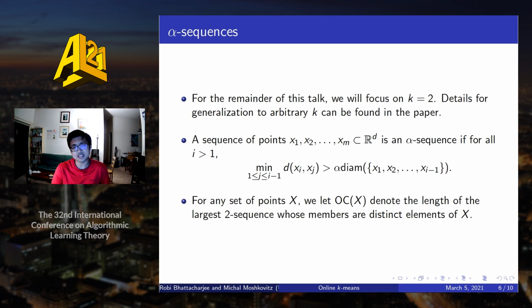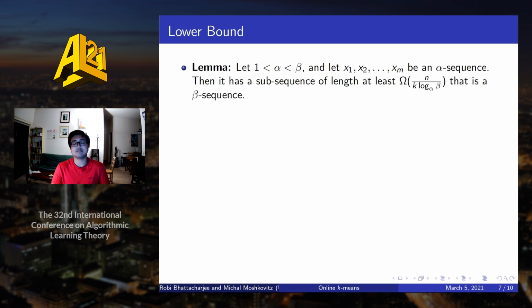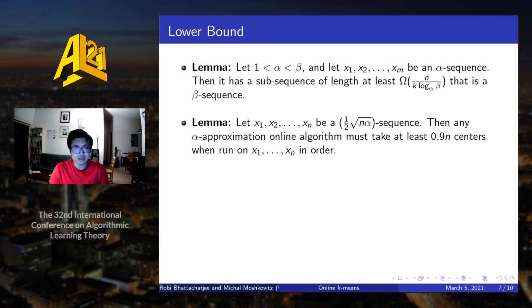The reason for this is that we'll later see that an alpha sequence can easily be converted into a beta sequence, where alpha and beta are different constants. So in fact, that's the next lemma we're going to look at, meaning that if we have an alpha sequence, we can make a subsequence that is a beta sequence with a minimal conversion factor. We only have to pay a constant factor of log alpha beta. The next lemma is that if we have an alpha sequence of at least square root of alpha, then any alpha approximation algorithm must take 0.99 centers. And this is essentially just a restatement of the earlier bound found by Moshkovitz, just in a more general setting.